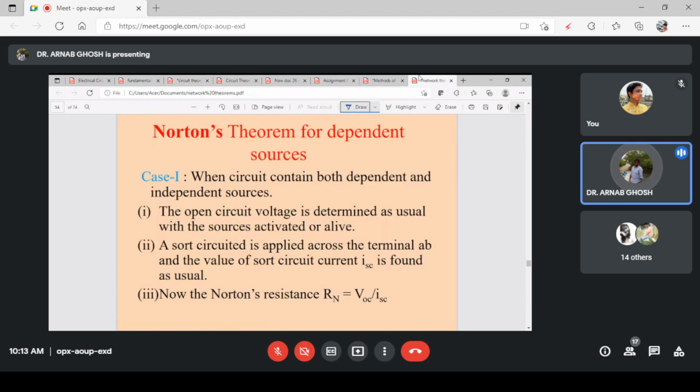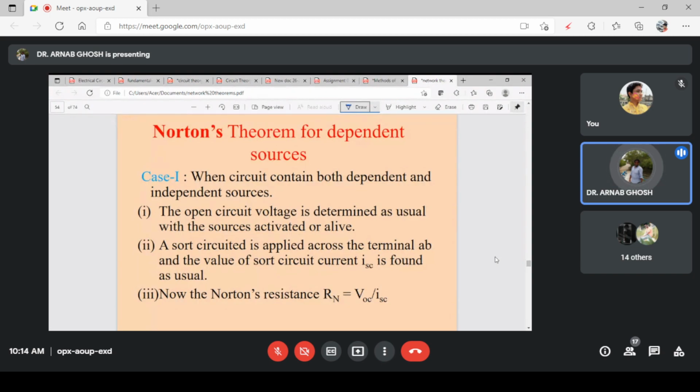So should we move on to Norton's theorem for dependent sources? Any questions? No, sir. Okay, then we are moving on to Norton's theorem for dependent sources. So again, there can be two cases, right?